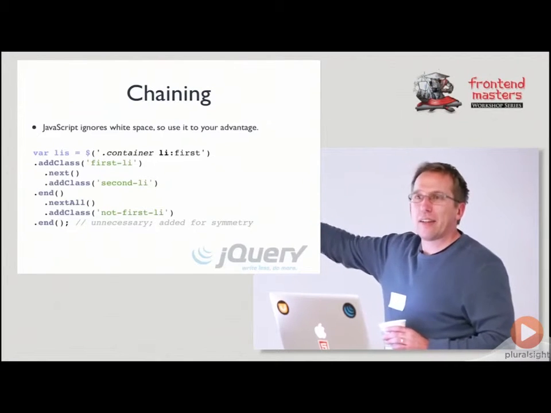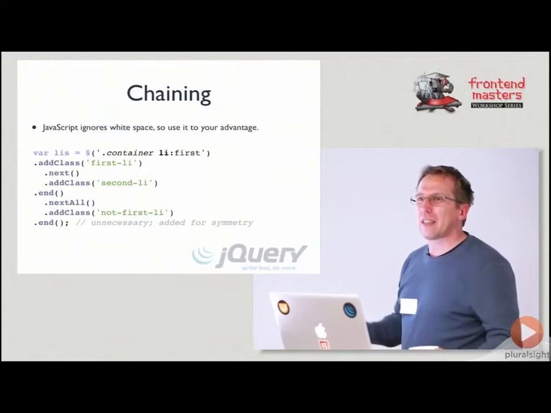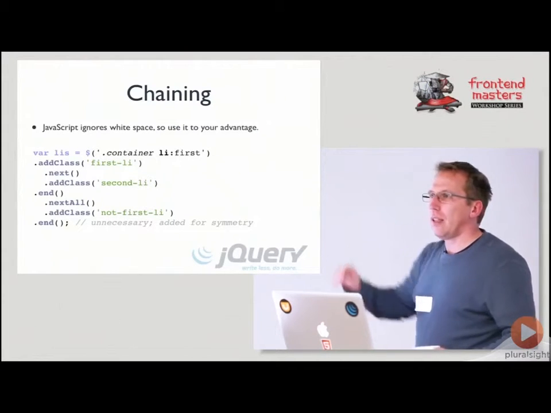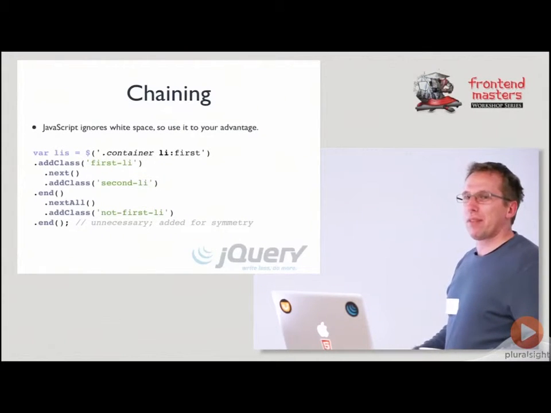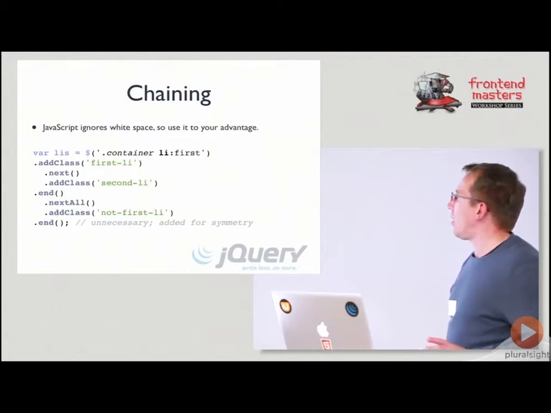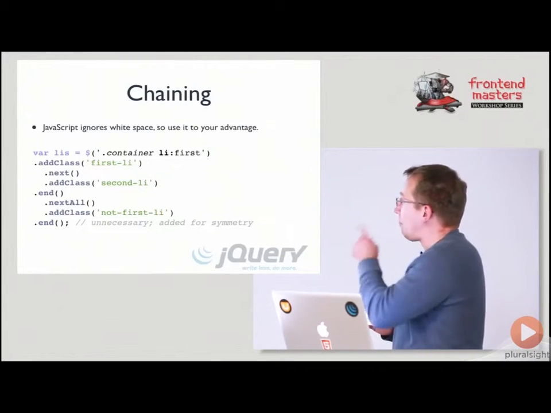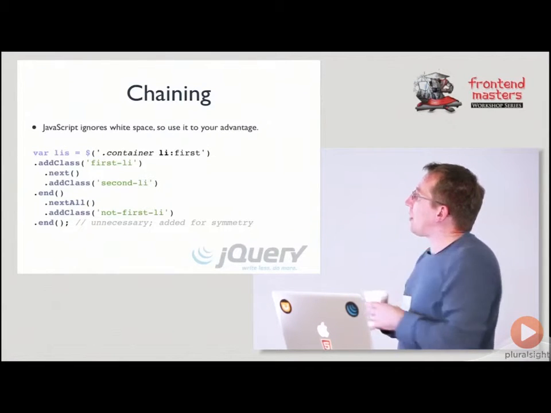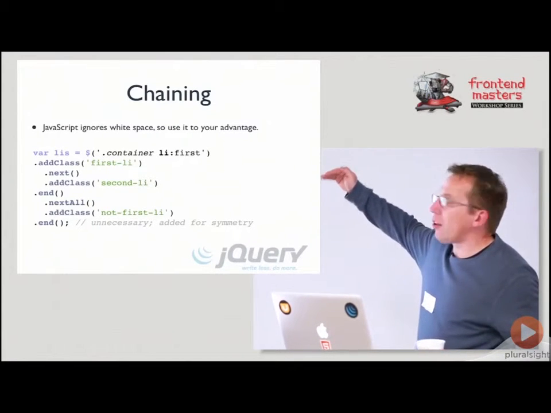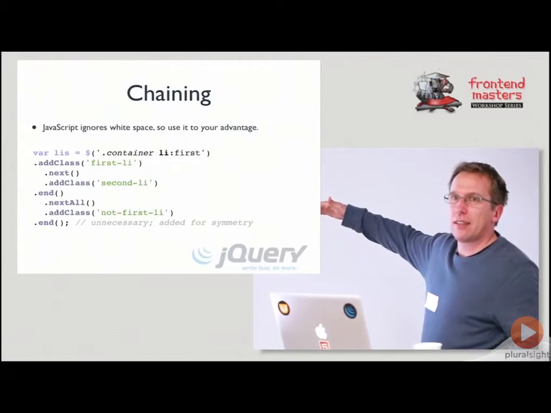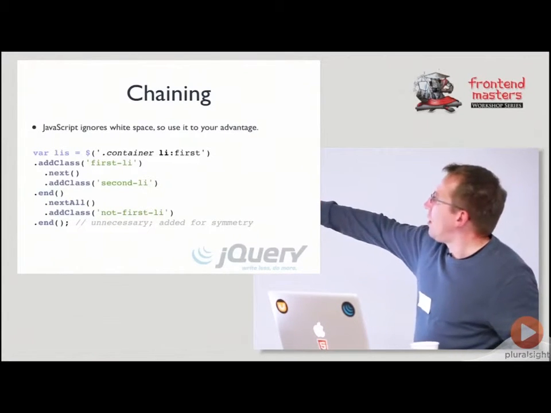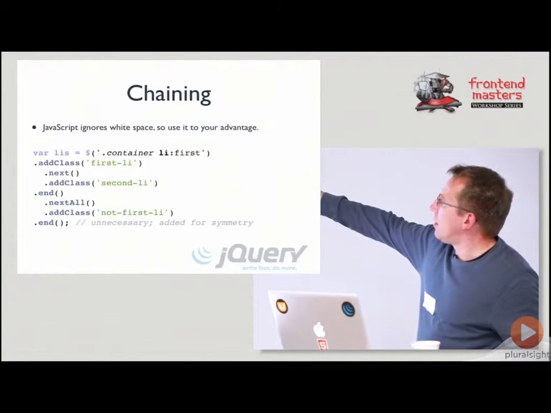And then we're going to say end. And end doesn't really end. It just goes back one step. Okay? So if it said back step, it might be more descriptive. But so it goes .end, and then it says nextAll. So it's all the ones that follow from the first li. Does that make sense? So .addClass first li.